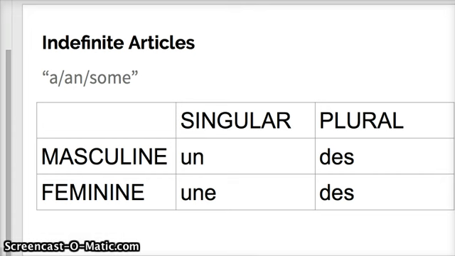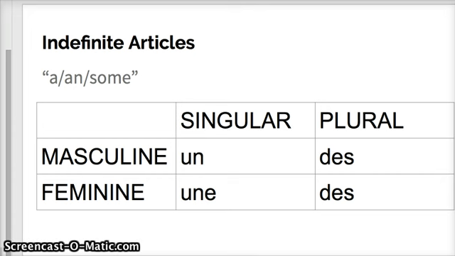So if you look here, I've made you a chart. And if you reference your vocab words that I just showed you, you'll notice that everything that is masculine has UN in front, and everything that is feminine has UNE. So you have to use the right indefinite article with what you're talking about. So something masculine, if I have un garçon, it's UN because it's a boy. If I have une fille, it's UNE because fille is a girl.